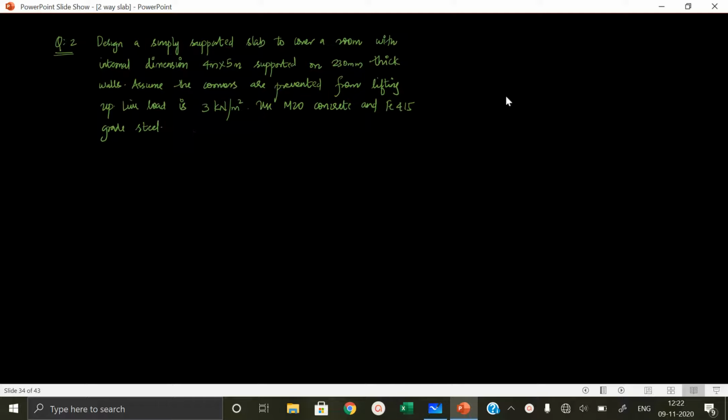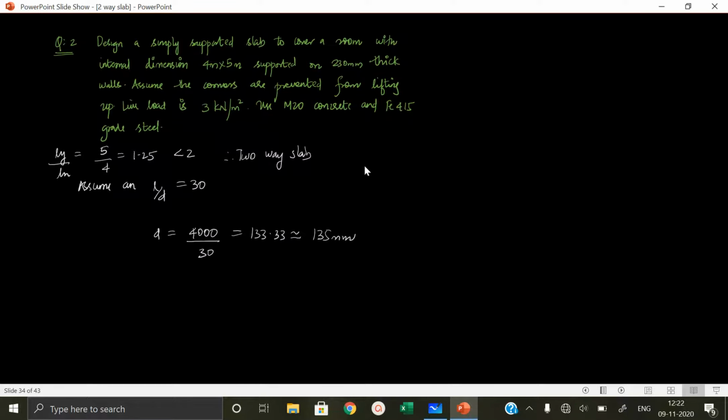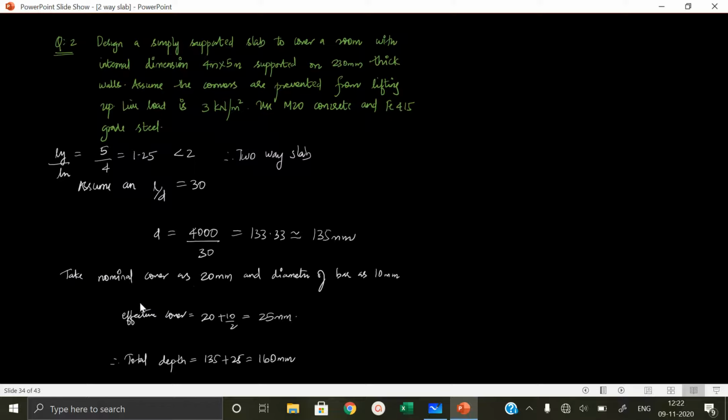So we'll start with the question. That is, you have the Ly by Lx ratio as 5 by 4, which is 1.25, which is less than 2, and it is supported on all the 4 edges. So I could say that this is a two-way slab. So assuming an L by D ratio of 30, I'll get the value for D as 133.33, which I'll take as 135 mm, and nominal cover as 20 mm, and diameter of the bar as 10 mm. We'll get the total depth as 160 mm.